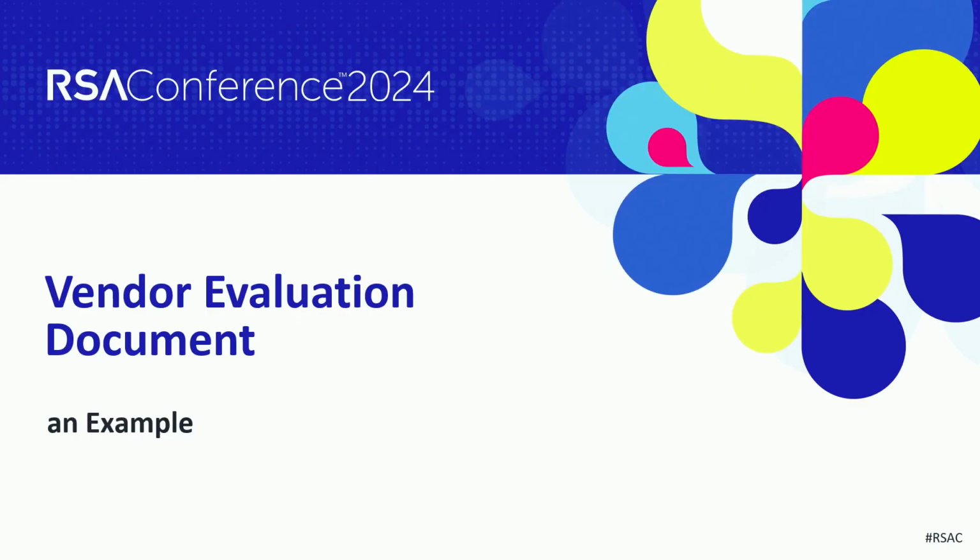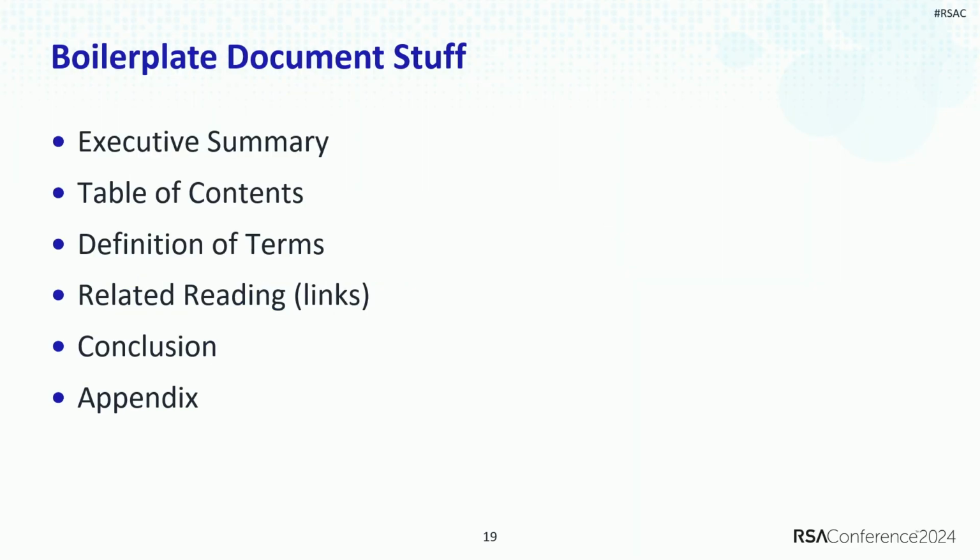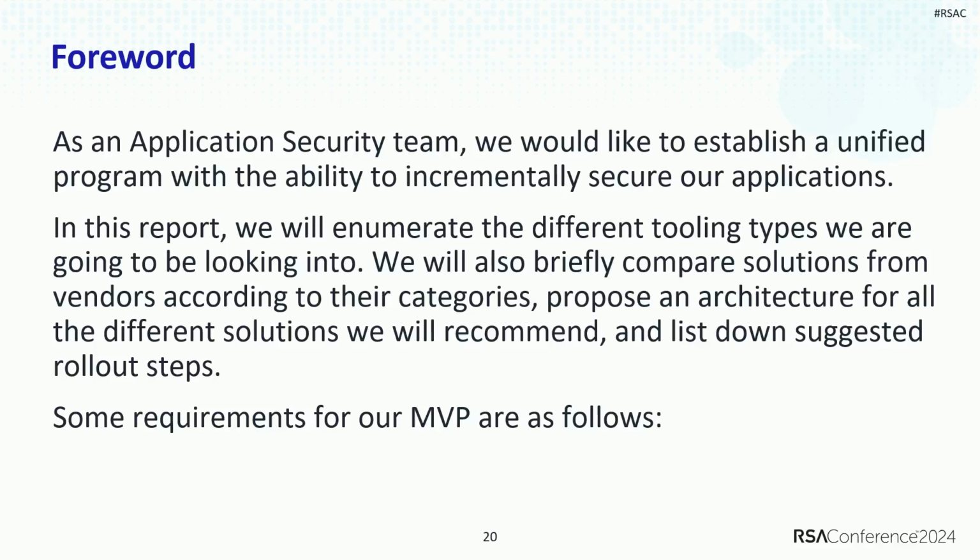So here is an example of a vendor evaluation document. Here you have your executive summary, your table of contents, etc., so on and so forth. But there are some key things to this boilerplate document that might be very useful for you. So first off, you want to set the stage for this document.